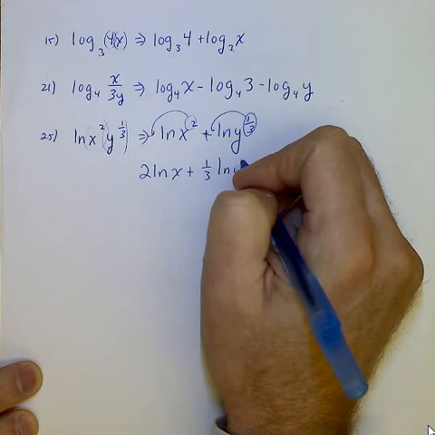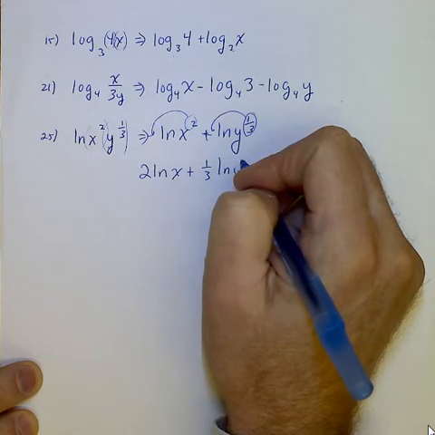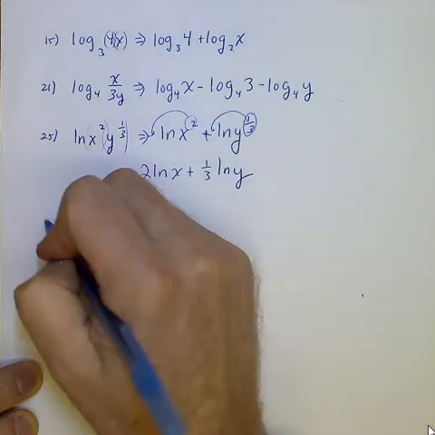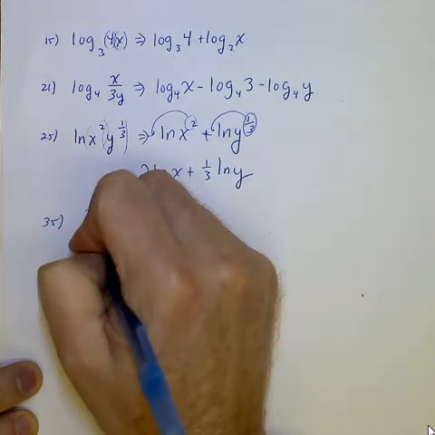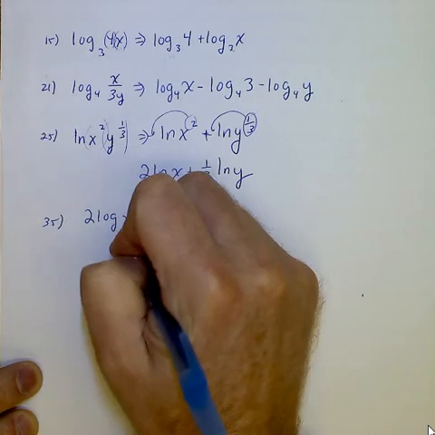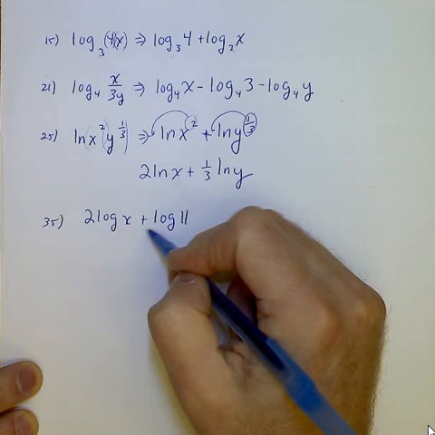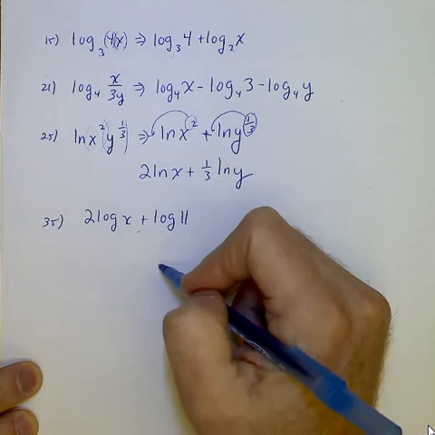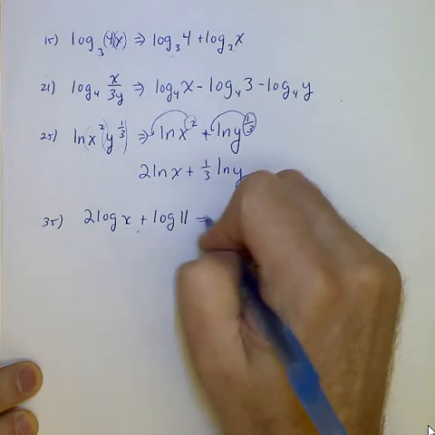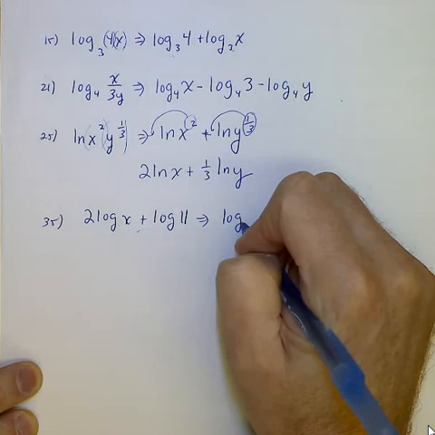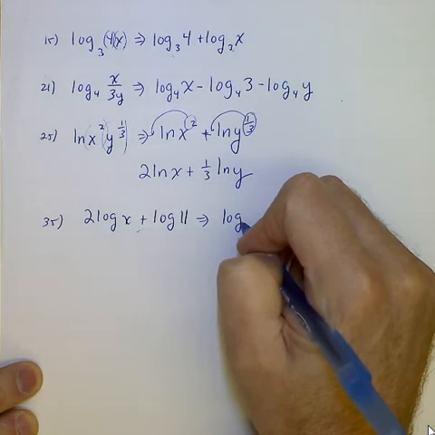The opposite of expanding is condensing. So let me go ahead and do one of those. Number 35 I'll do, which is 2 log x plus log 11. We see plus. When we have plus, it means we can combine these under a single log term. Anytime we're going to be condensing, your answer should have one log term. If it has more than one log term, you haven't fully condensed.